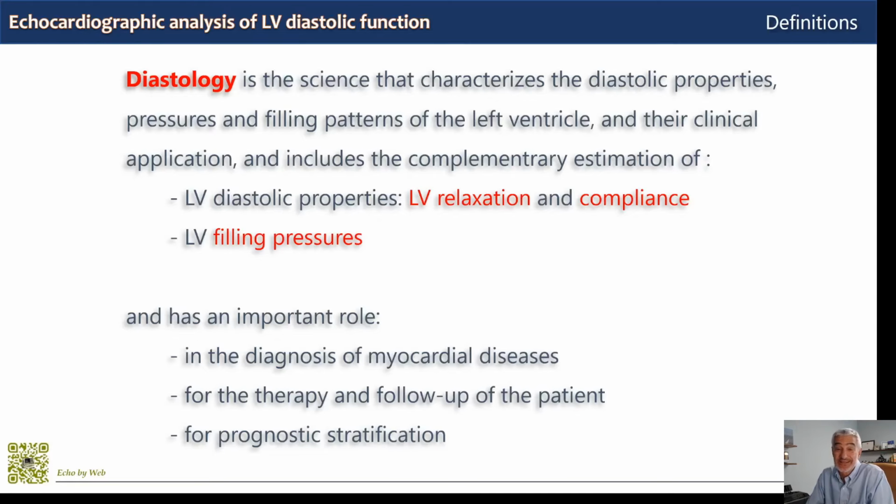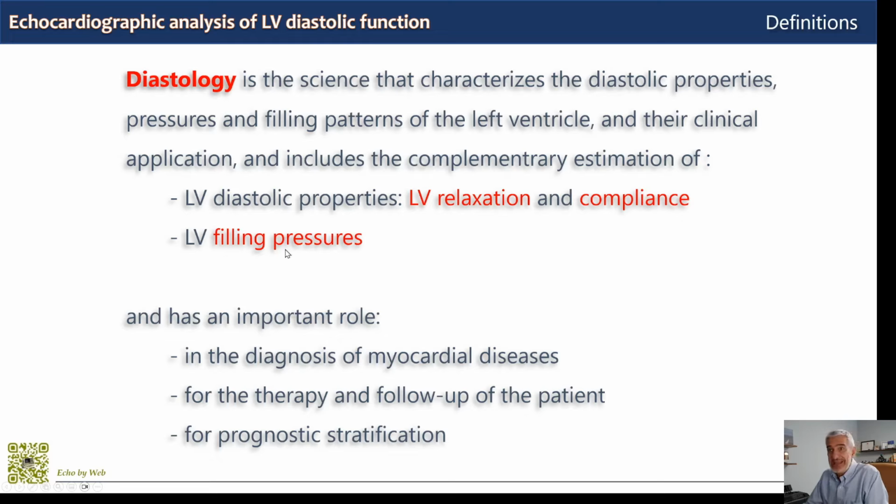And what is diastology? It is the science that characterizes the diastolic properties, pressures, and filling patterns of the left ventricle and their clinical application, and includes the complementary estimation of the two main LV diastolic properties, which, as said, are relaxation, myocardial relaxation, and chamber compliance, or its reciprocal stiffness, and the left ventricular filling pressures.